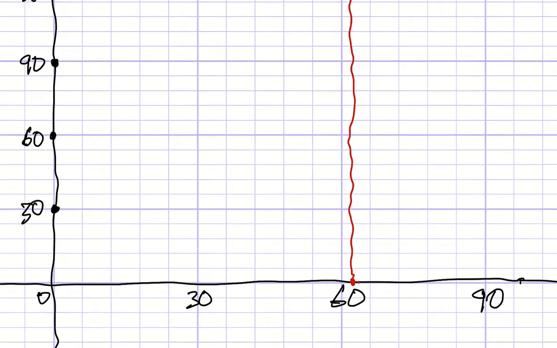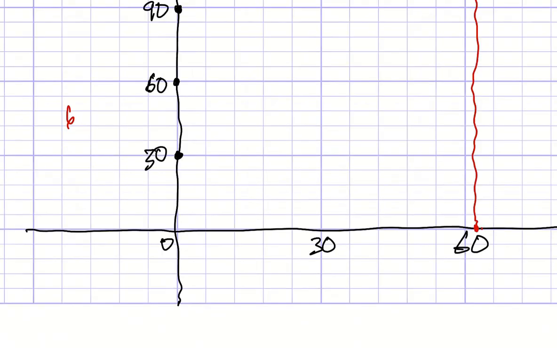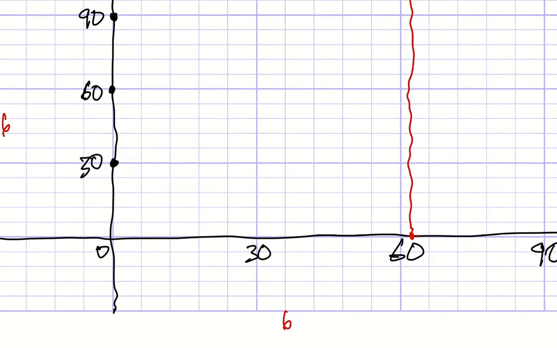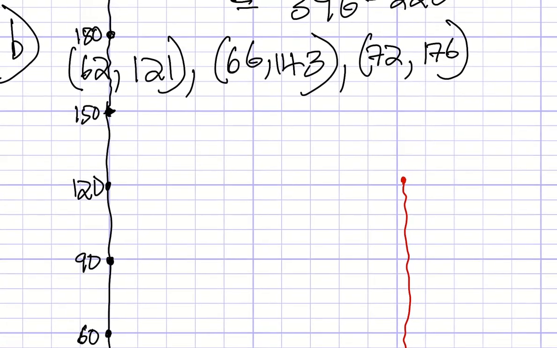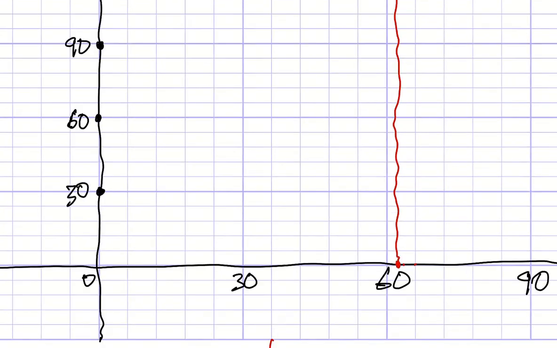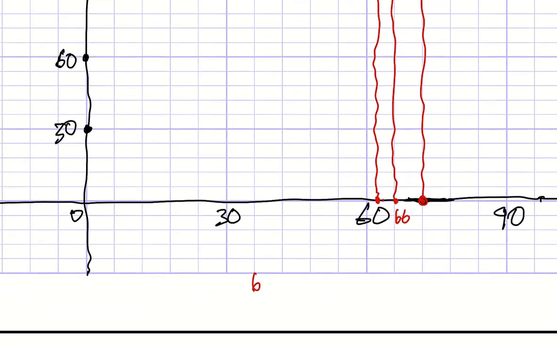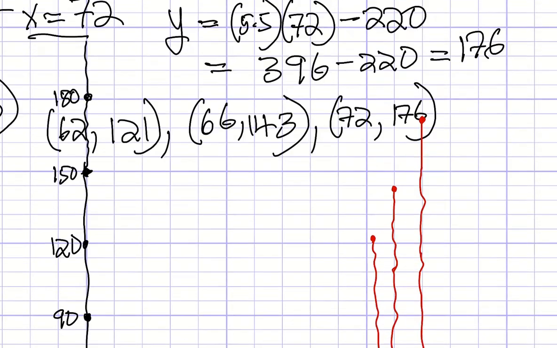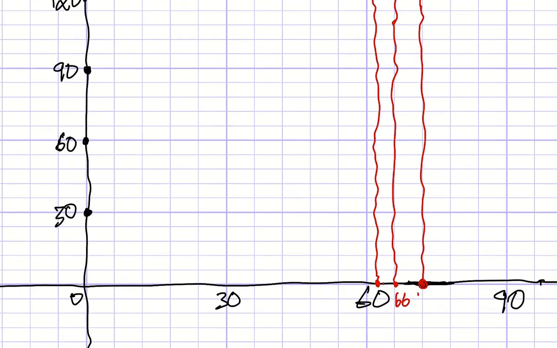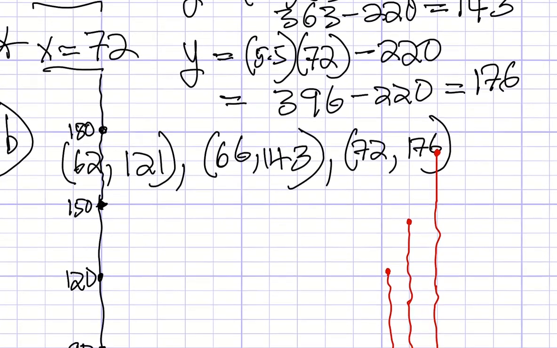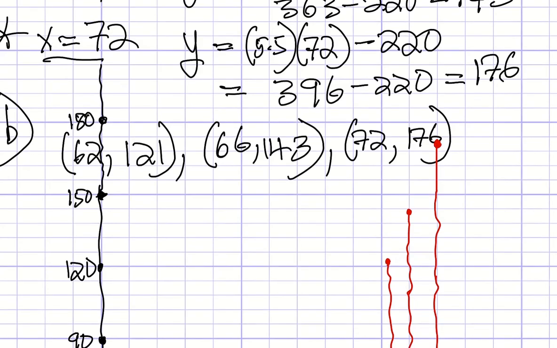And then 66, yeah, each unit is 6. So what we're looking for is 66. 66 is here. Okay, I think I was able to trace everything. You see? So this is 160. What is that last one? 72 is here, and it goes to 76. 76 is right here.